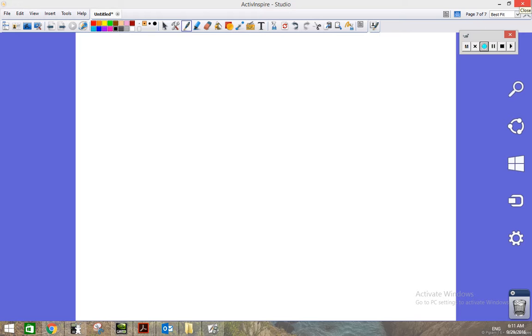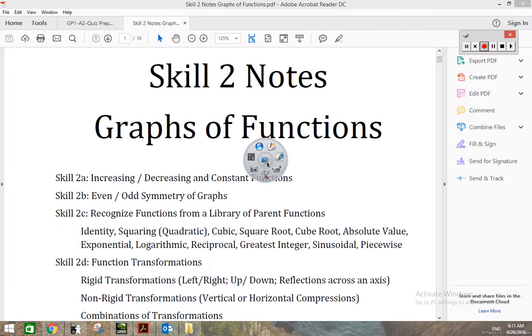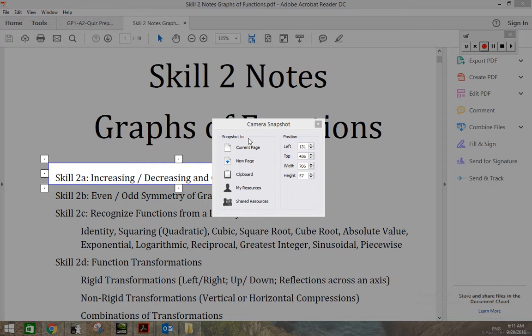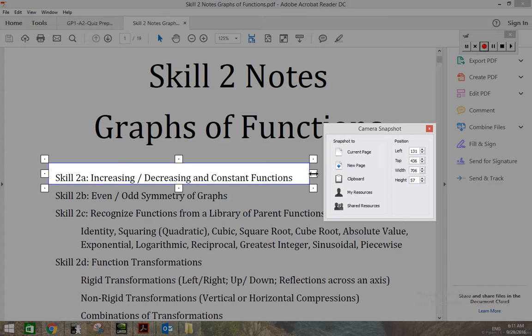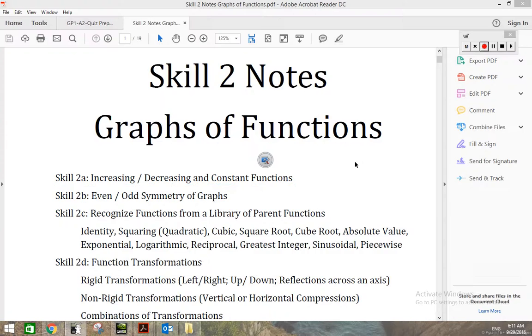Let's go over some of our scale packet notes. Alright, so what do we have? Let's take a look at increasing, decreasing, and constant functions.